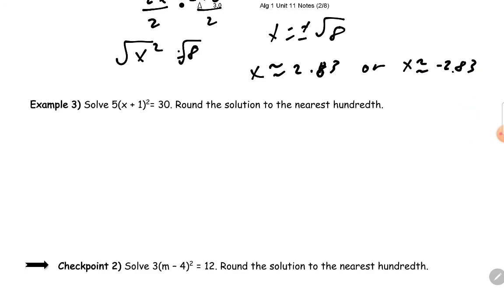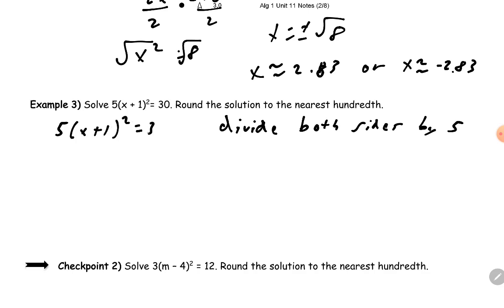So this one is a little bit different. Okay, the first thing we're going to do is divide. So x plus 1 is in parentheses, and then it's being squared. And then there's a 5 being multiplied outside. So we're going to get rid of the outside first. It's being multiplied by 5, so we're going to divide both sides by 5. So I have 5 times x plus 1 squared equals 30. Dividing both sides by 5.